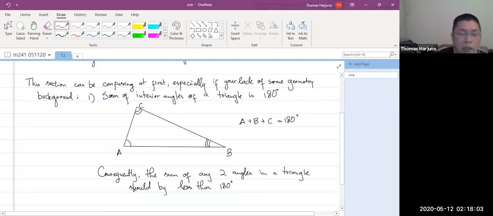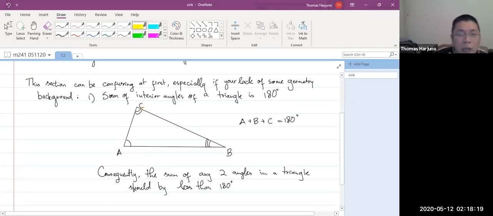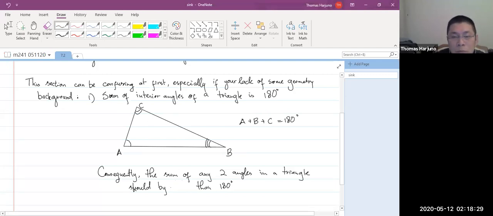Consequently, if I add only two of them, let's say I add angle A and angle C, then the sum has to be strictly less than 180 degrees, right? If I add any two of these three angles, the sum has to be strictly less than 180 degrees. Now, that's the first one, but I believe that's something you already know.